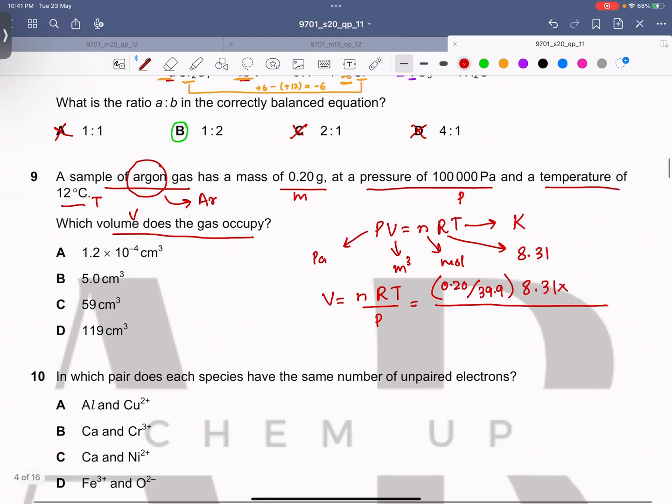times temperature, which is 12 degrees Celsius. So we have to convert the temperature into Kelvin. For that, we have to add 273 to the degrees Celsius to convert into Kelvin. Divided by pressure, which is 100,000 pascals. Yes. Now you have all the values. Just put it in the calculator and tell me the answer, please.